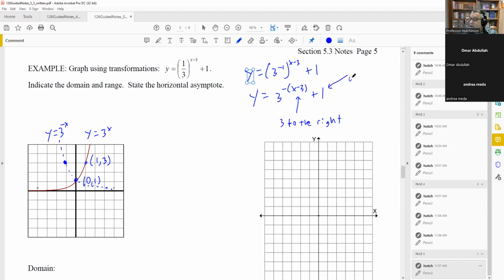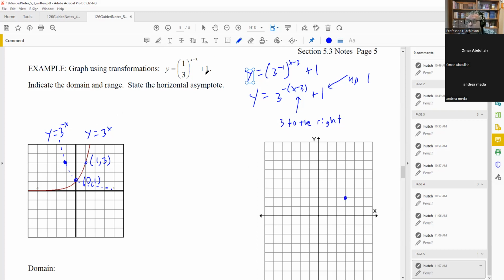And then this says up 1. So we're going to take the graph of 3 to negative x. We're going to move those key points on that negative graph, this dotted line graph, 3 places to the right and up 1. So this dot, let's start with the (0, 1). We'll move it 3 places to the right and up 1. That means it's going to be at (3, 2).